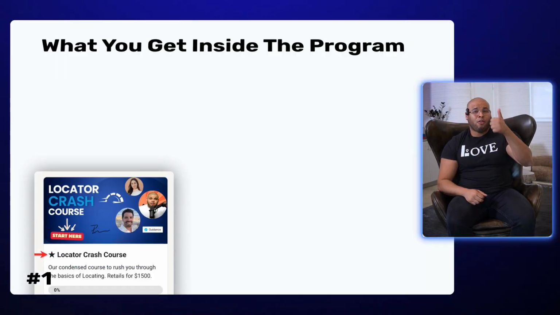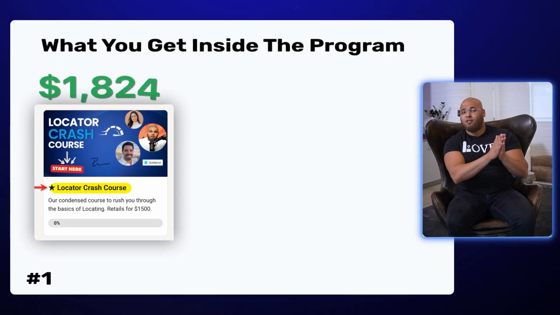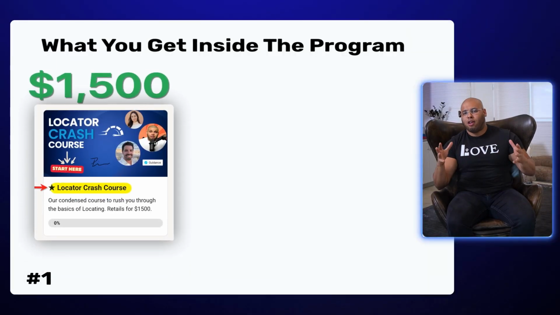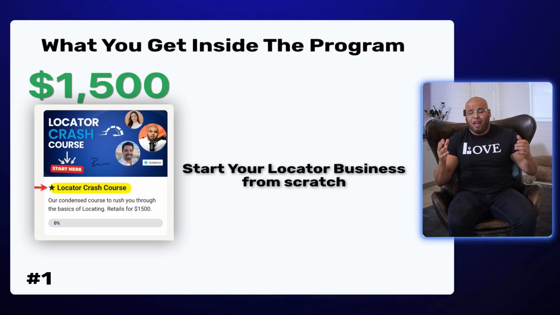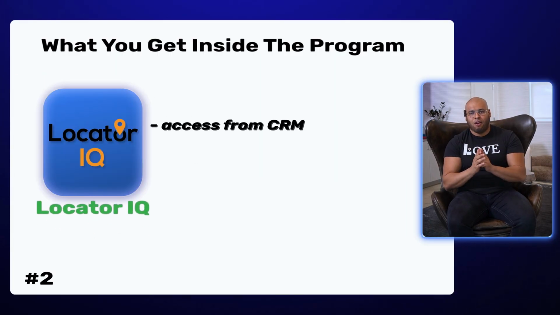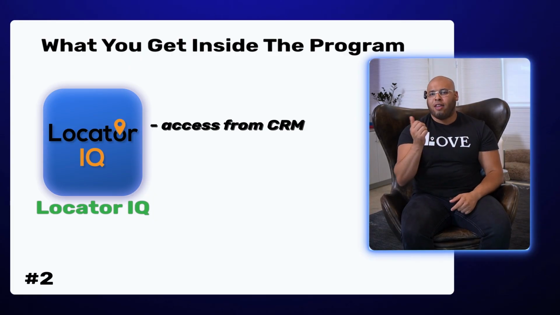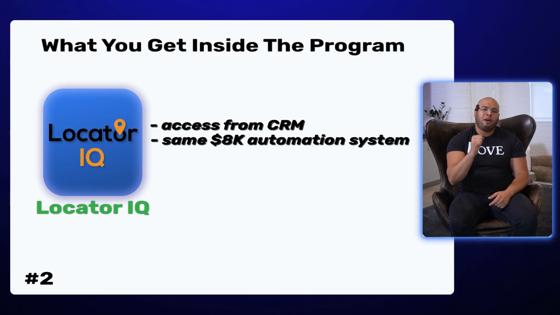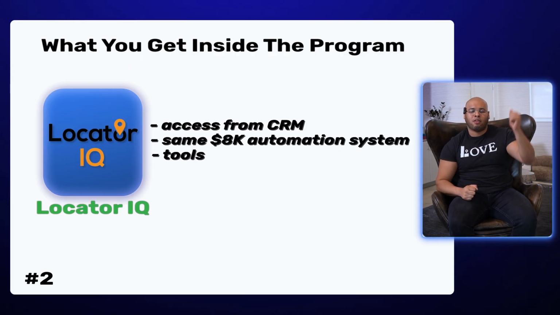Here's what you get. Number one, the Locator Crash Course, our $1,500 digital course teaching you how to launch your locating business from scratch and start closing fast. Number two, Locator IQ. You get access to the CRM, which is normally reserved for the $8,000 Academy students. You'll use the same automation and tools our top producing locators use daily.